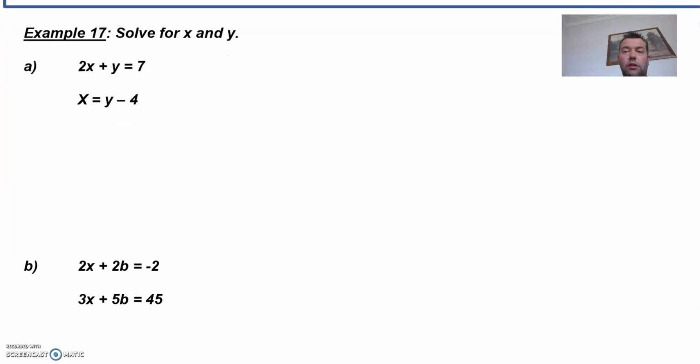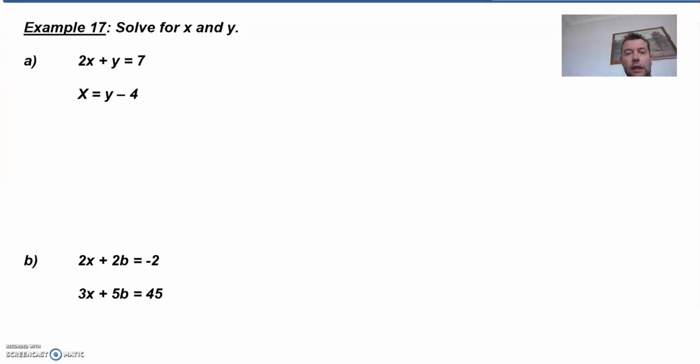Again, remember, we need to write a commentary as we go along. Now, example 17, solve for x and y. I have two equations here and two variables, right? I want to solve this by the elimination method. And it's not a great candidate for the elimination method straight away. We're going to need to make a little bit of an adjustment to it.